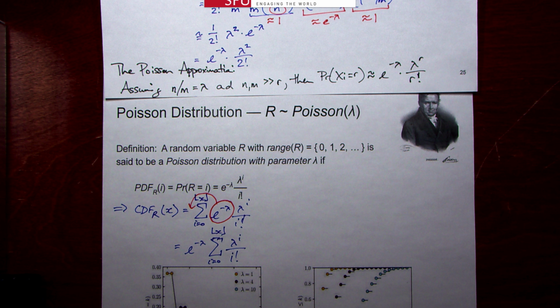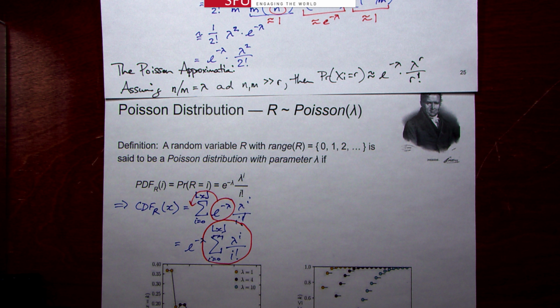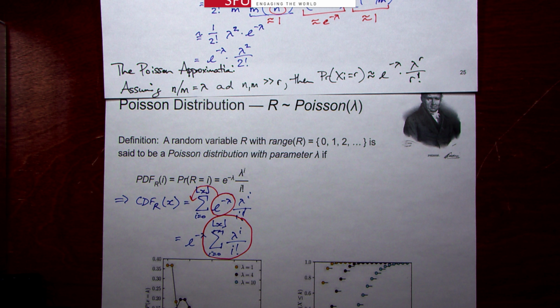Some of you may recognize this summation, maybe from another course. Where have you seen this before? It is a Taylor series, yeah. It's a Taylor series specifically for e to the x, or e to the lambda, as it was. So this is a Taylor series for e to the lambda.